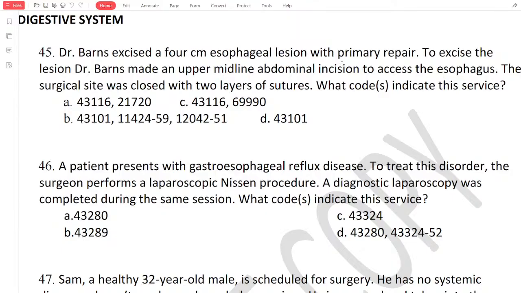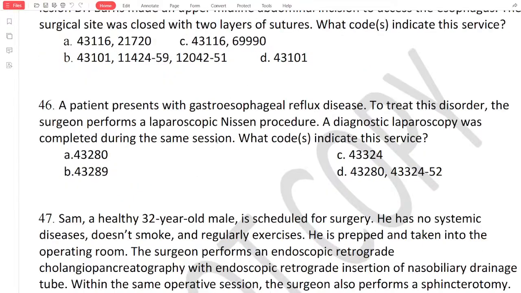46. A patient presents with gastroesophageal reflux disease. To treat this disorder, the surgeon performs a laparoscopic Nissen procedure. A diagnostic laparoscopy was completed during the same session. What code indicates the service? Here they have mentioned the laparoscopic Nissen procedure. Options are there, so try to find the correct answer.